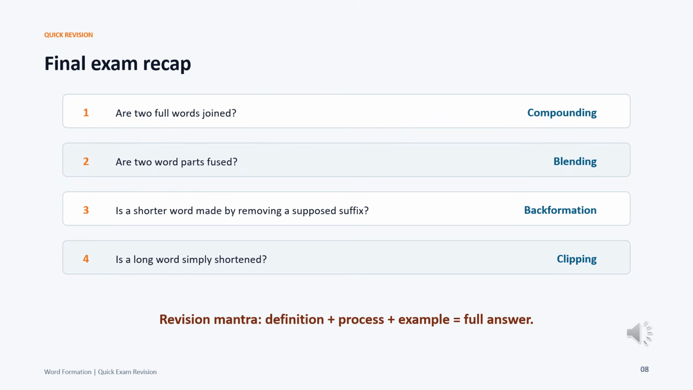Quick final revision. If two full words join, it is compounding. If parts of two words mix, it is blending. If a shorter word is made by removing a supposed suffix, it is back formation. If a long word is simply shortened, it is clipping. For a good answer, you must pay attention to the definition, the process, and always keep in mind a few examples. That will be enough to score better.